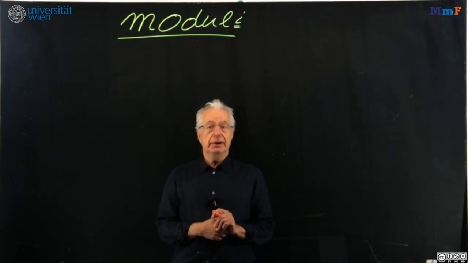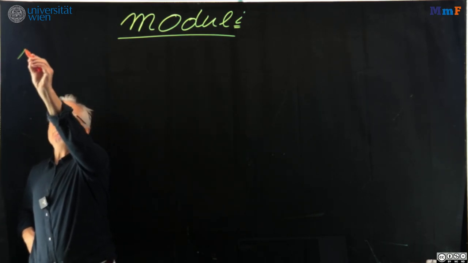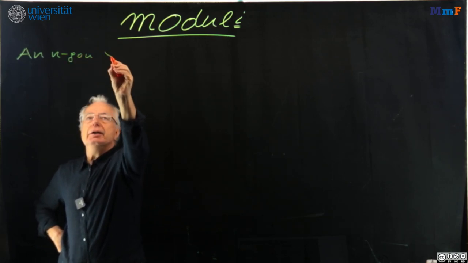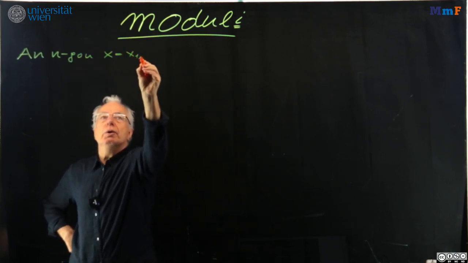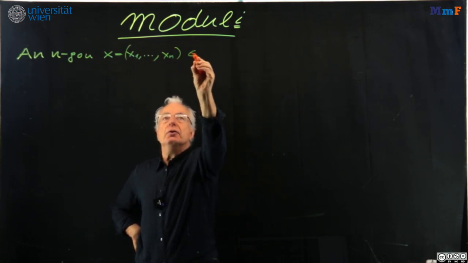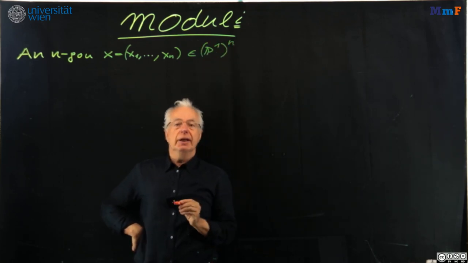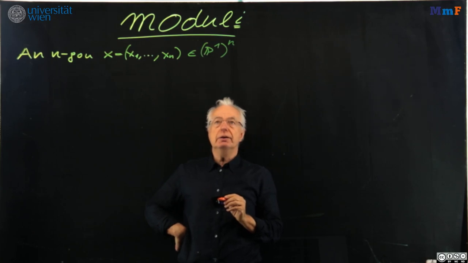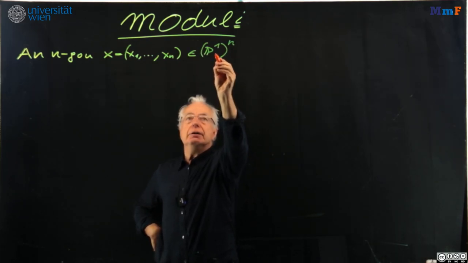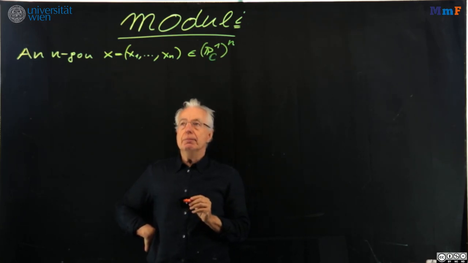So what is our object of desire? We take an n-gon. An n-gon x equals x1 up to xn is just a point in the n-fold Cartesian product of the projective line. You could take any field, but let us take it over the complex numbers.